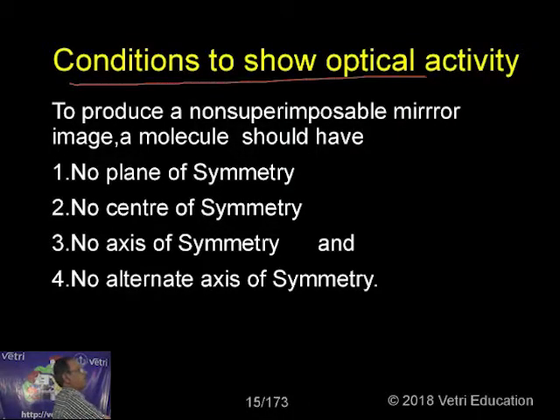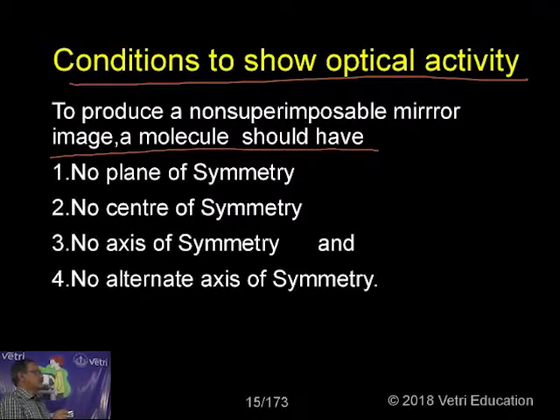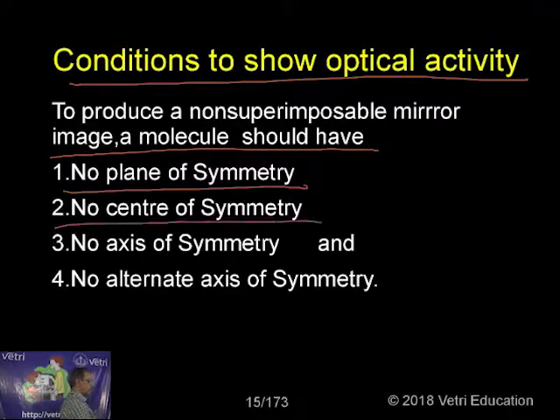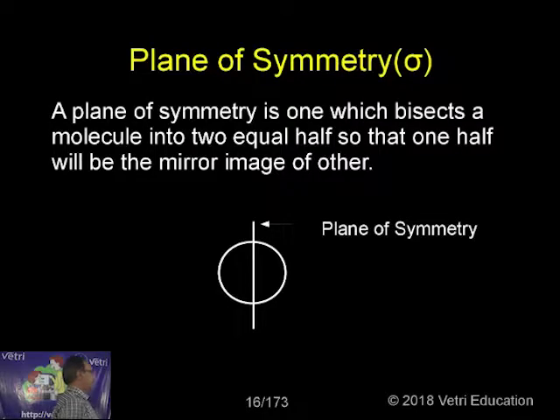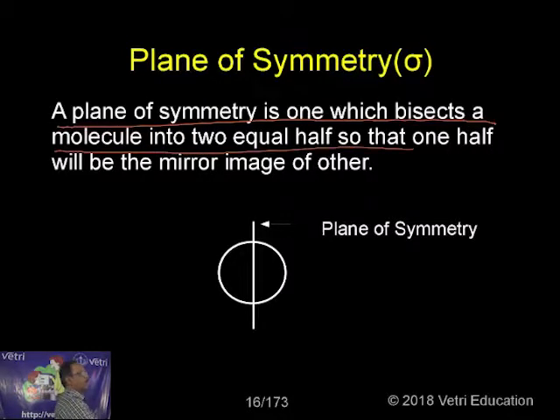What is the condition to show optical activity first? To produce a non-superimposable mirror image, a molecule should have no plane of symmetry, no center of symmetry, no axis of symmetry, and no alternating axis of symmetry. If you are at secondary level, you can take only the plane of symmetry. What is a plane of symmetry? A plane of symmetry is one which bisects a molecule into two equal halves, so that one half will be the mirror image of the other. That is the plane of symmetry.